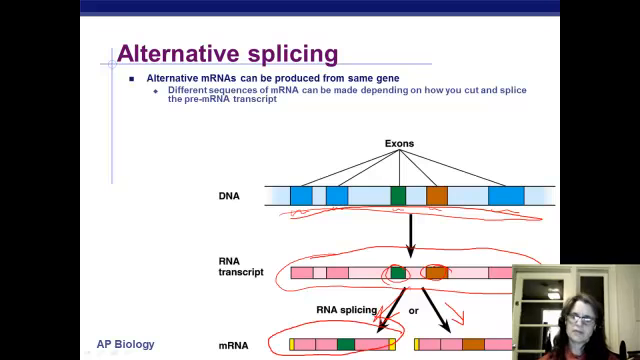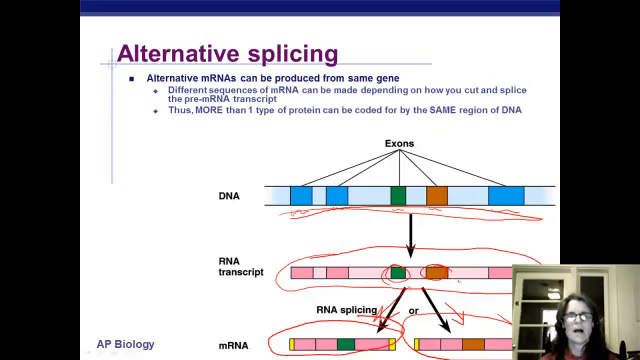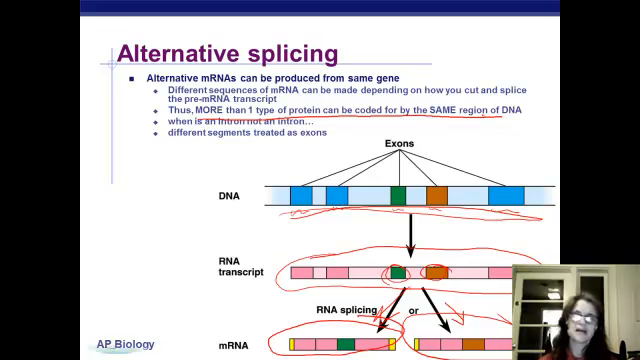This might code for a completely different protein from this one, all because we tinkered with how we splice this thing together. So, the bottom line is more than one type of protein can be coded for by the same region of DNA. So, that question, when is an intron not an intron? When we decide it's going to be an exon instead.